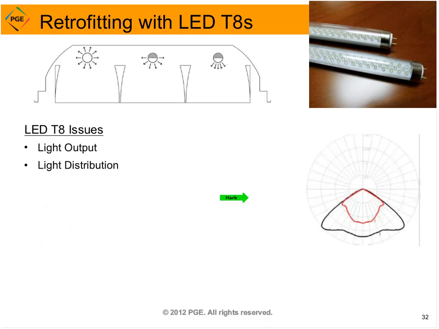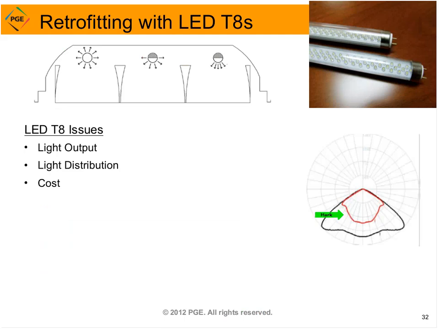Light distribution is an important thing to consider. Fluorescent T8s have an omnidirectional light output, where the LED T8, both of these on the right, only emit light out of the bottom half. So this improves fixture efficiency, but it changes the original light distribution of the fixture. As you see over here, the black line represents the light distribution of a fluorescent T8, while the red not only shows less light coming out of the fixture, but a slightly different distribution coming out of the fixture.